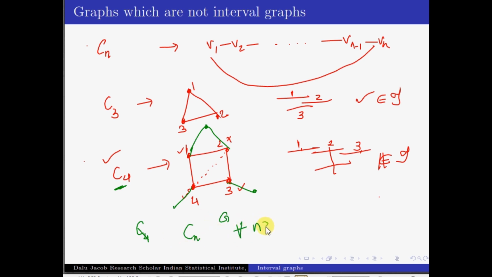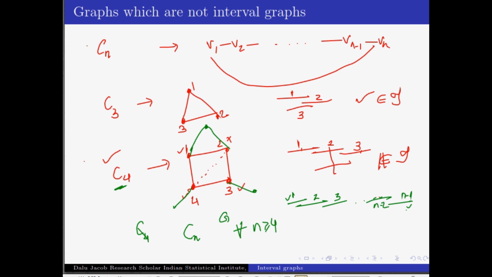So why? Maybe I can go till n minus 1, right? When I try to find the interval representation of a cycle on n vertices, I can draw the interval representation till n minus 1 vertices, maybe like this, n minus 2 and n minus 1 here. But once the interval associated with n comes, it will create a problem. Why? Because this nth interval has to be placed in such a way that it intersects only with n minus 1 and 1, but not with any of the intermediate intervals. So such an interval representation is not possible.